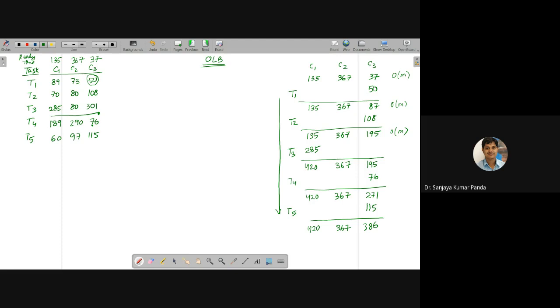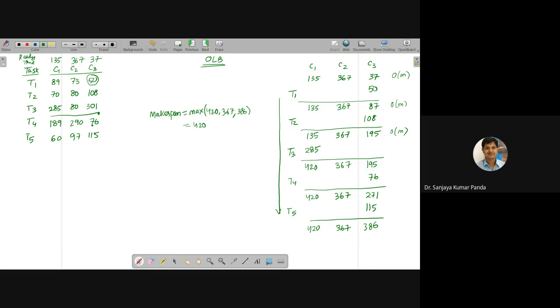Okay, so if I ask you what is the makespan here, you can say makespan is nothing but the maximum among the three different clouds, right? C1 is busy for 420 units of time, C2 is busy for 367 units of time, and C3 is busy for 386 units of time. So the maximum among these three is 420. So I can say the overall makespan of assigning these 5 tasks to three different clouds is 420.